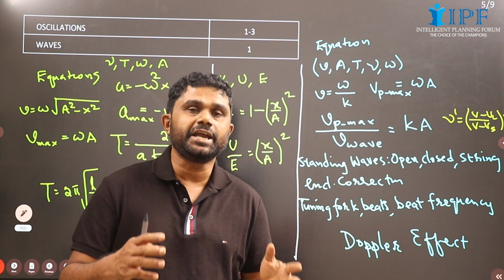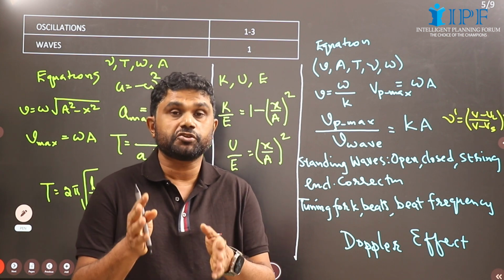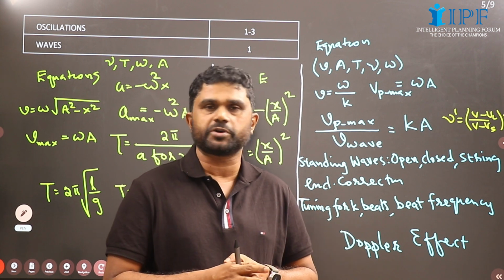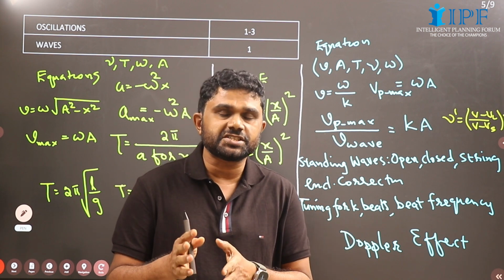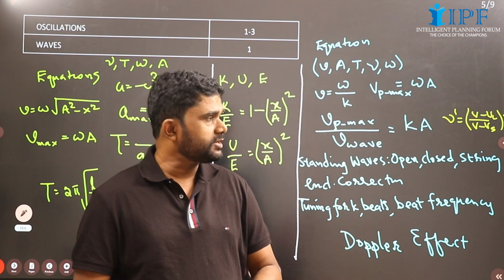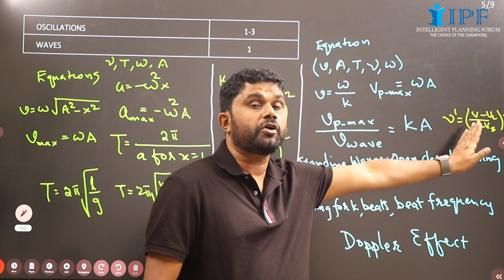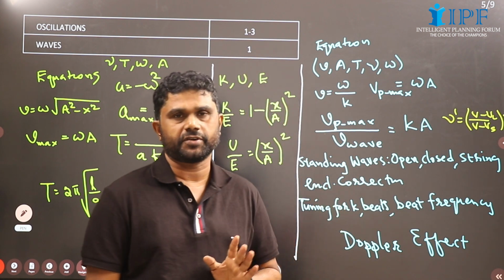See, the same or similar convention we follow in optics also. Direction of propagation of light is to be taken as positive. All the distances measured in that direction positive, opposite negative. So you have to know only this formula to solve any question in Doppler effect.